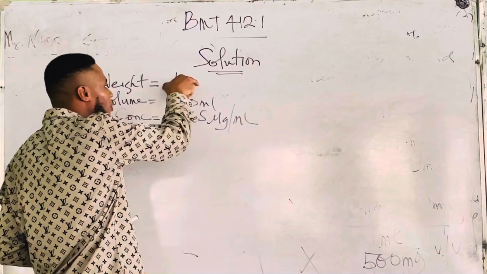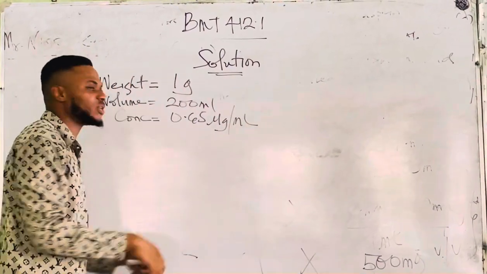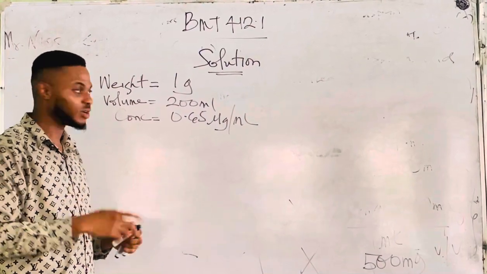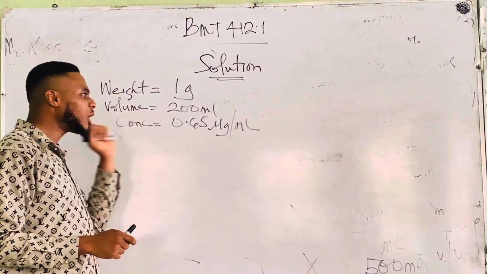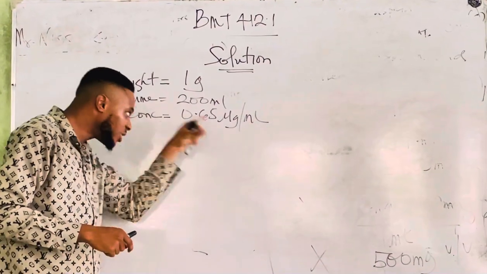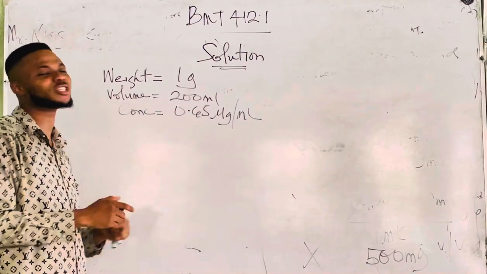It is very important for us to first get the actual weight, because you're given 1 gram, and you cannot just carry 1 gram and pour it inside 200 ml. No, you need to prepare the solution well by using the actual mass or weight that will be required to give you this particular solution with this concentration.